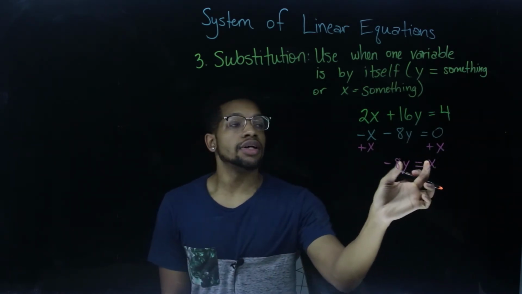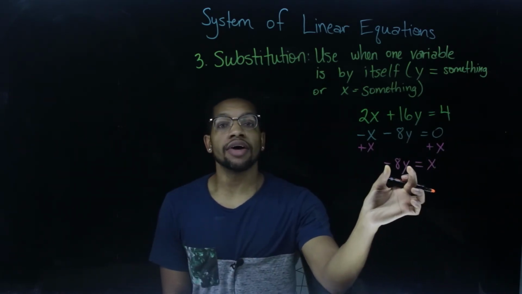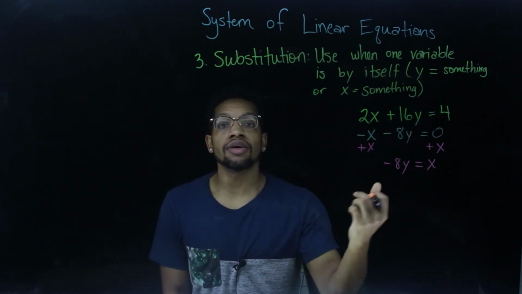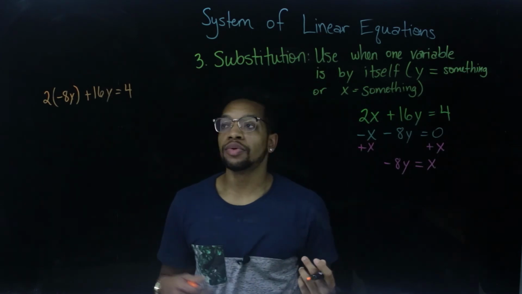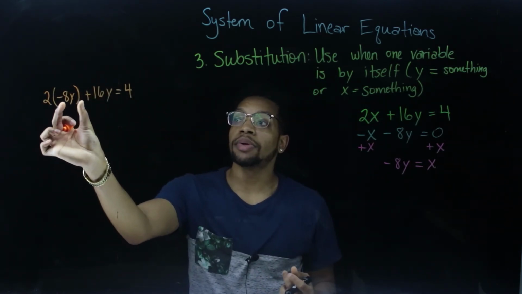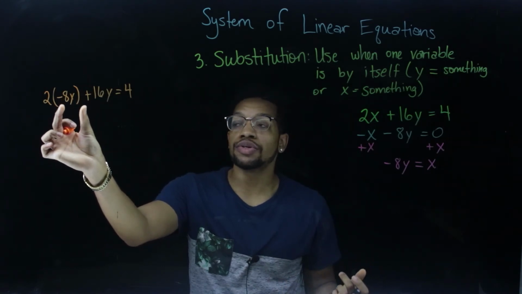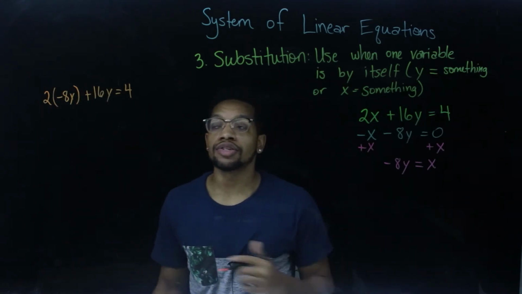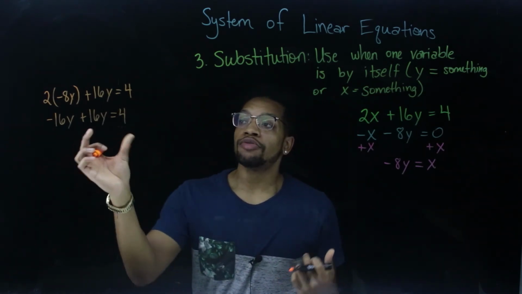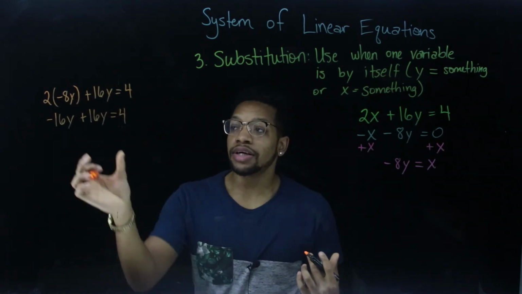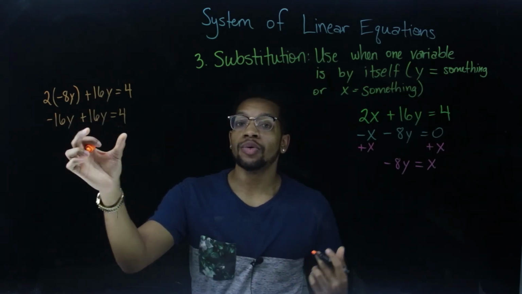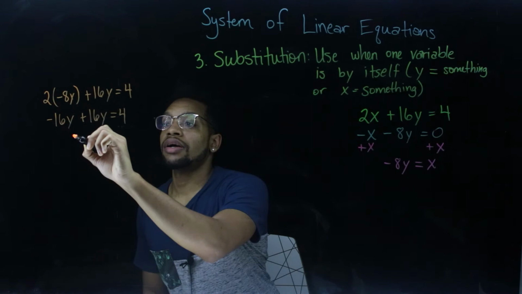All right, so since x is equal to -8y, I can just replace that in my first equation and then solve for y. All right, so all I did was rewrite my first equation, but instead of saying x, I replaced it with something that is equal to it, which is -8y. And now I can just solve for y. All right, so I want y'all to look at this real quick. Before we solve for y, let's think about what we have. We have a -16y plus a 16y, which is really just 0y.